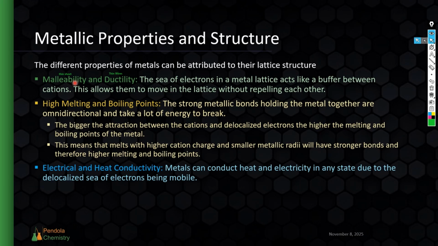Now, why are we able to shape metals but not ionic compounds? Because as we saw earlier, ionic compounds are brittle. They break when we hit them with force, whereas a metal will deform or create a new shape. This is because of the sea of electrons in a metal lattice. The sea of electrons acts like a buffer, and because they're mobile, because they can move around and reform, they allow the lattice to keep its shape without repulsion. Because when I hit a metal, the sea of delocalized electrons will keep their shape around the deformity, keeping those cations away from each other.